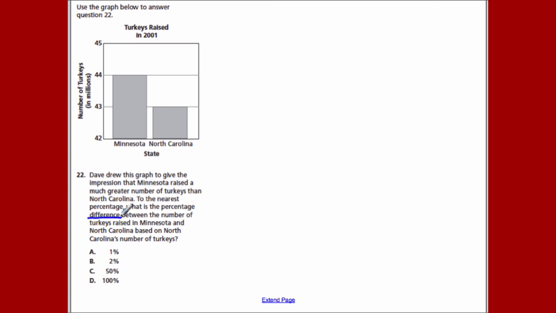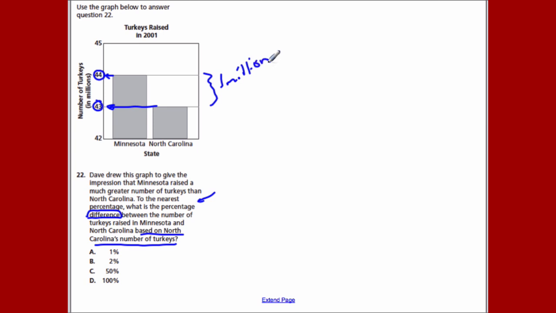Ooh, I see that word. What is the percentage difference between the number of turkeys raised in Minnesota and North Carolina based on North Carolina's number of turkeys? So we're basing it on North Carolina's number of turkeys. And they want a percentage. That is key, not how many. Notice these are all percents, not 1 million. I look at this and say, well, Minnesota had 44 million. North Carolina had 43 million, right? Look straight across. So that means there's a difference of 1 million between them.